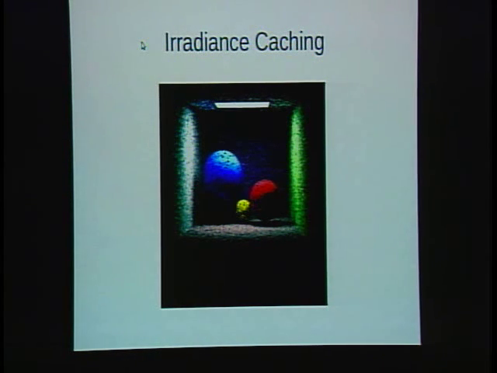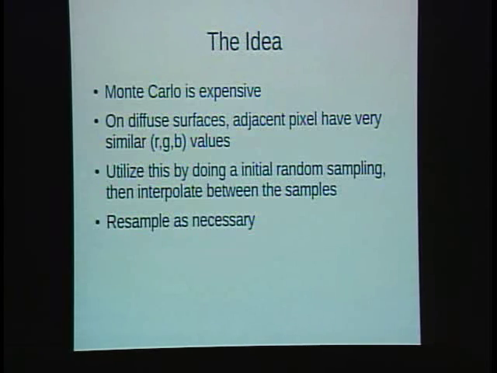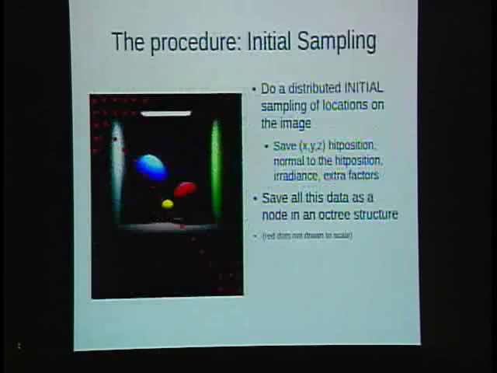Okay, so my project was on irradiance caching, and basically the process of irradiance caching is that because Monte Carlo is really expensive, and we all know how much time it takes from Project 3 to calculate just one image, we use the advantage that on diffuse surfaces, adjacent pixels have very similar RGB values, irradiance values, and we do a random sampling of the image first, and then interpolate between the samples to get irradiance for the other points.